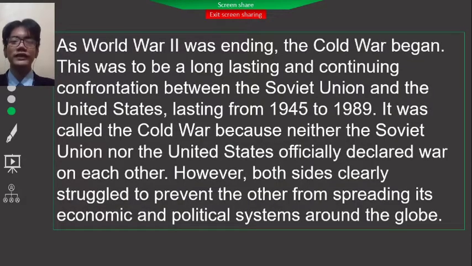As World War II was ending, the Cold War began. This was to be a long-lasting and continuing confrontation between the United States and the Soviet Union, lasting from 1945 to 1989. It was called the Cold War because neither the Soviet Union nor the United States declared war on each other. However, both sides clearly struggled to prevent the other from spreading its economic and political system around the globe.